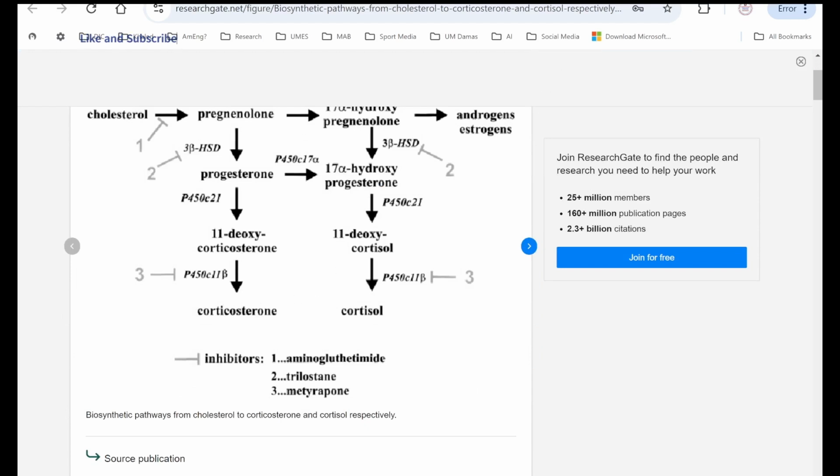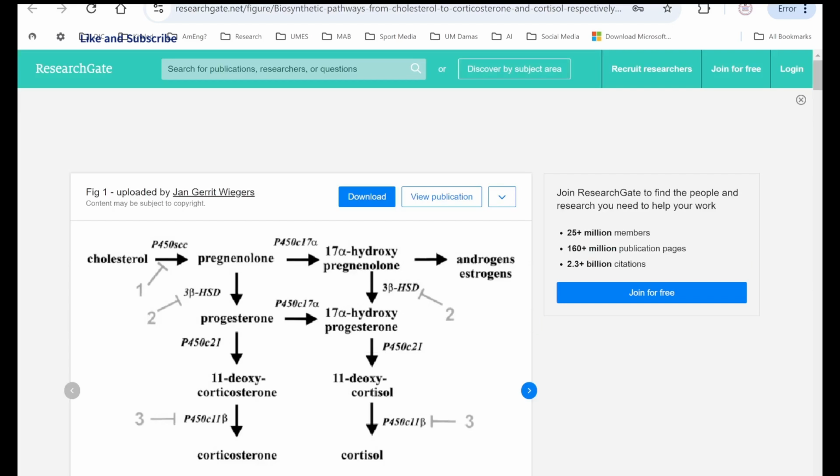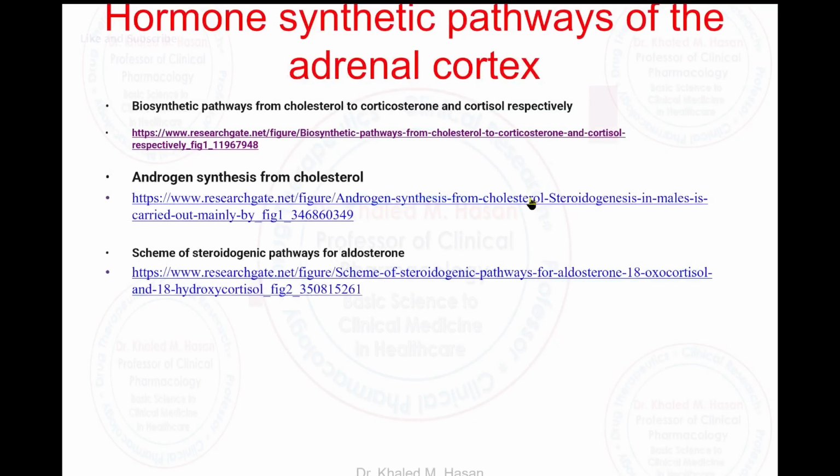This slide is very important. Here we can look at some enzymes. For example, here we have the 11 beta enzyme, and here we have the 21 beta enzyme. So we have several enzymes. If you close this page, click on the second link. Okay, the second link.